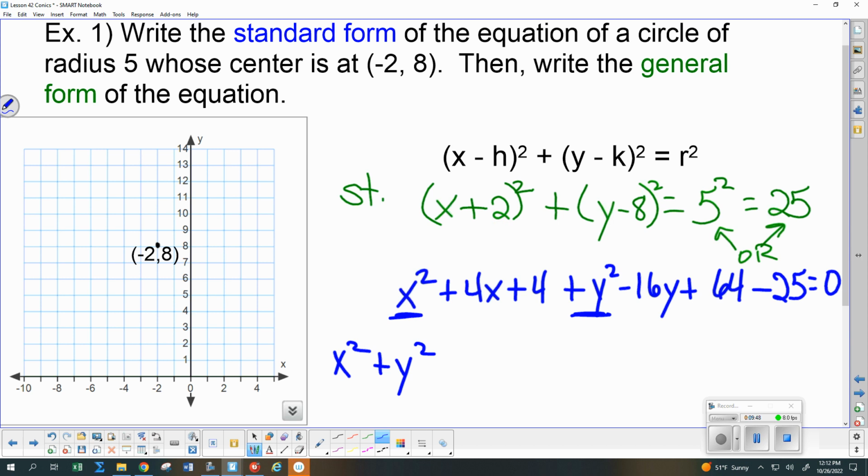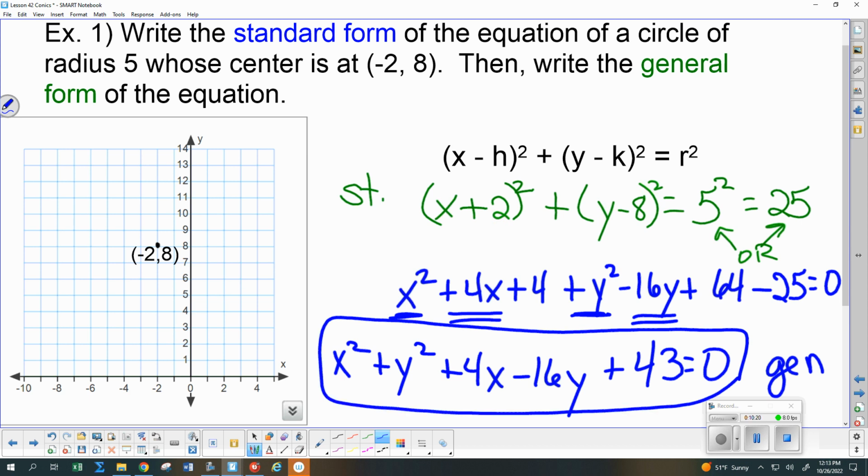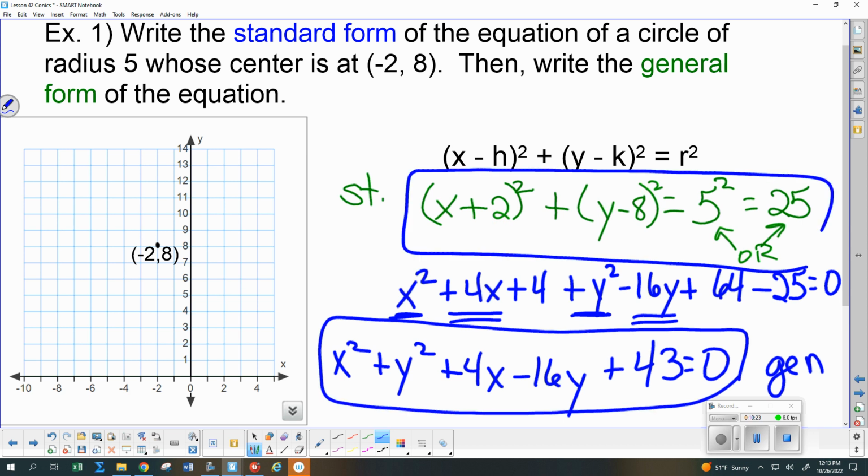Then I need my x that's not squared. So I have a plus 4x. Then I need my y that's not squared. So I have a minus 16y. And then I need to put my numbers together. And let's see, 4 plus 64, that's going to give me 68 minus 25, what, plus 43? Is that what you guys are getting? And that one is our general form. So that much is pretty easy, right?